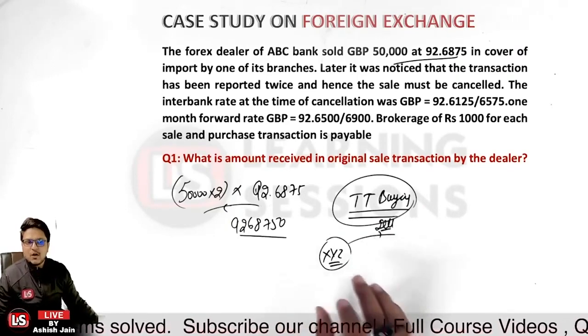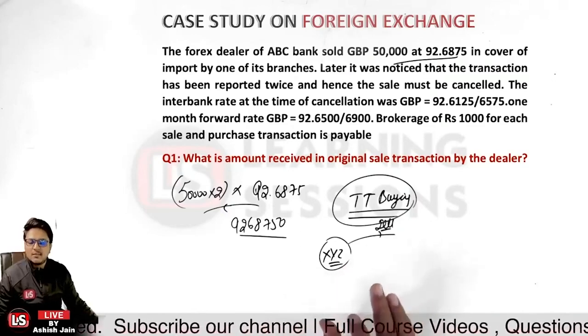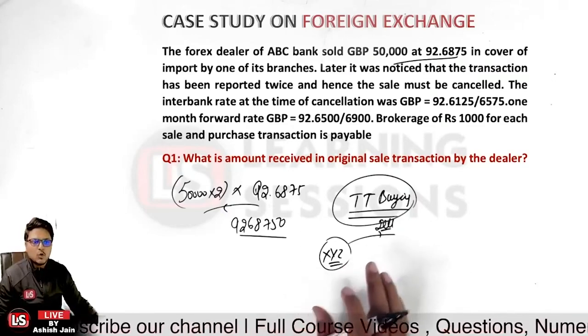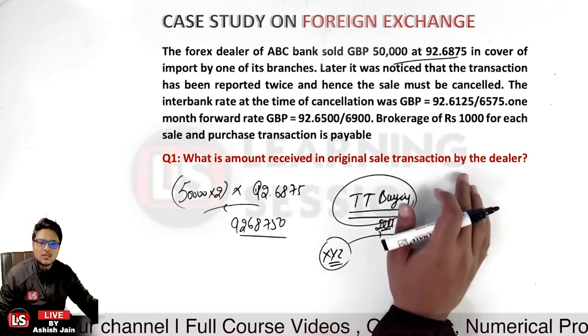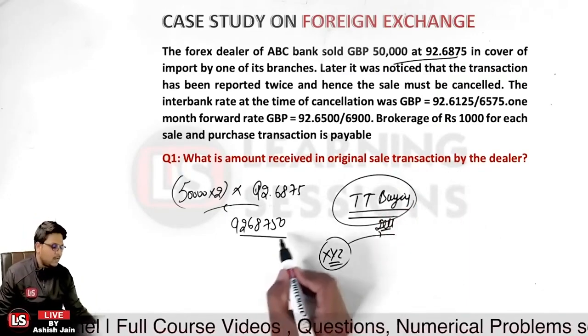It is to be subtracted or added up. In case of buying rates, the margin is to be subtracted. Over here, the brokerage is given to be rupees 1000. So it must be subtracted when the amount is paid.